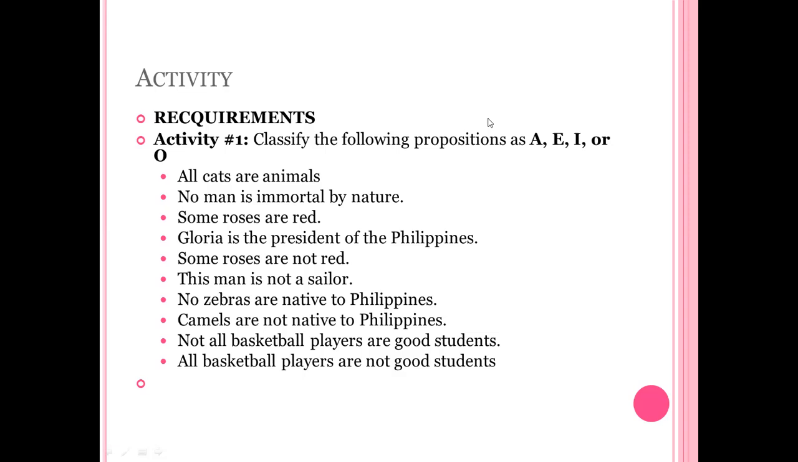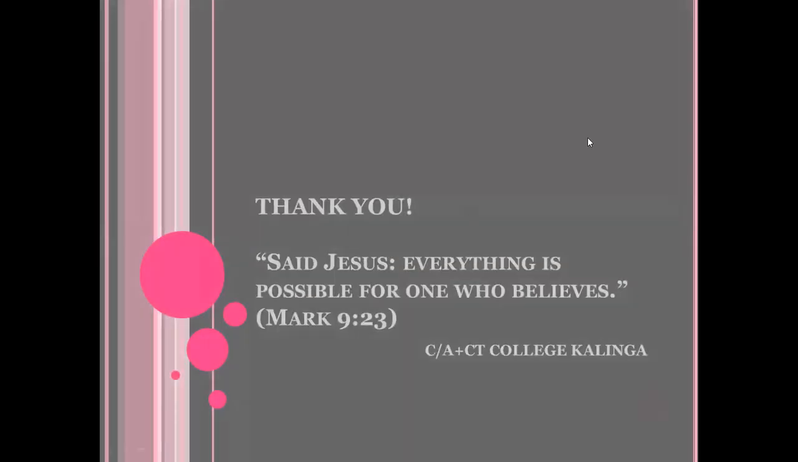Again, for this week's topic, we differentiated the quality and quantity of propositions, and also discussed the quantity of propositions with regards to negative and affirmative propositions, which are signified through the A, E, I, and O signifiers.